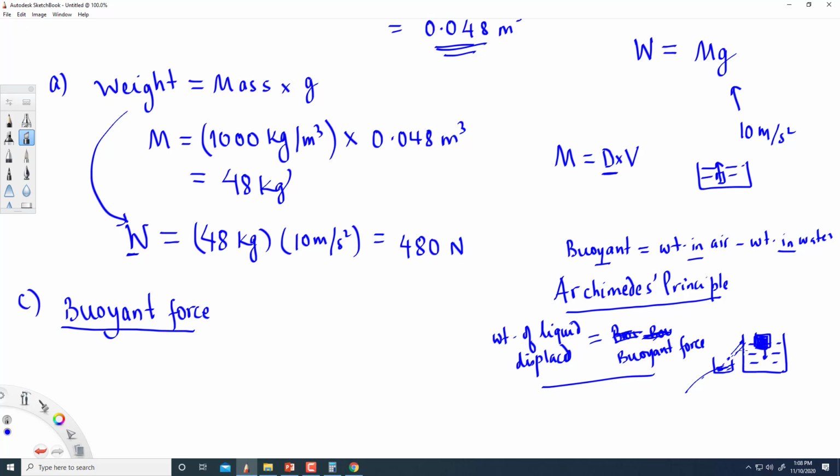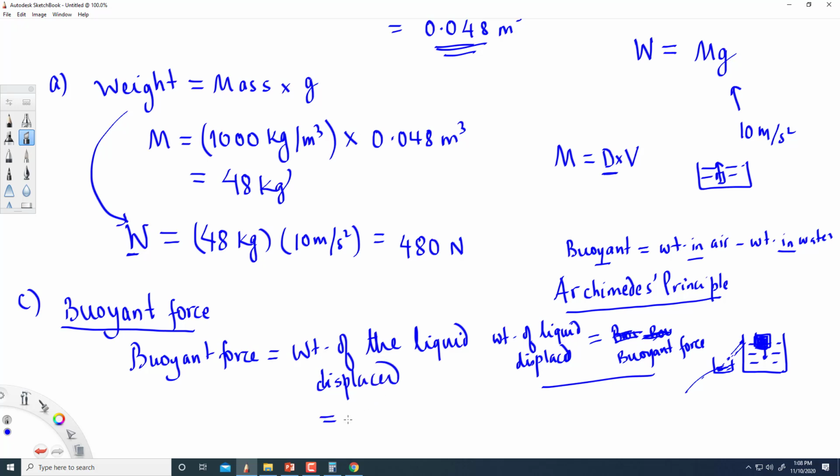So we can use this principle to answer this. Our buoyant force, from Archimedes principle, is the weight of the liquid displaced, which is what? We already found that. What is the weight of the liquid displaced? Yes, 480 Newton. That's the answer for part C. So that answers number 4.